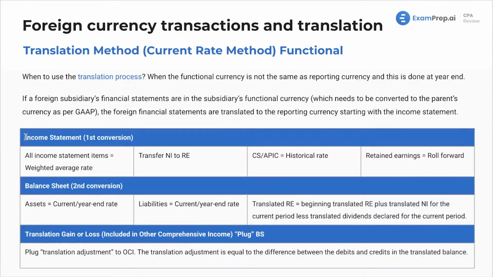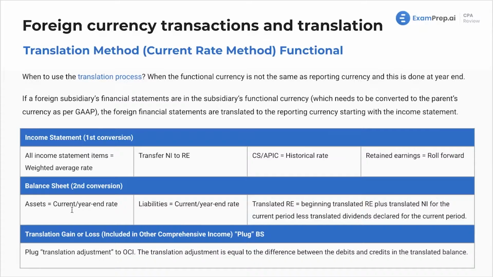That's why you always start with the income statement, even in just the financial statement preparation process. Well, our first conversion, we convert the income statement. We use the weighted average rate for all of these, right? This is the whole process of translation. We are taking the income statement items. We transfer net income to retained earnings, right? Everything's in this currency now. We use the historical rate for our equity amounts, right? And we roll forward the retained earnings onto the balance sheet.